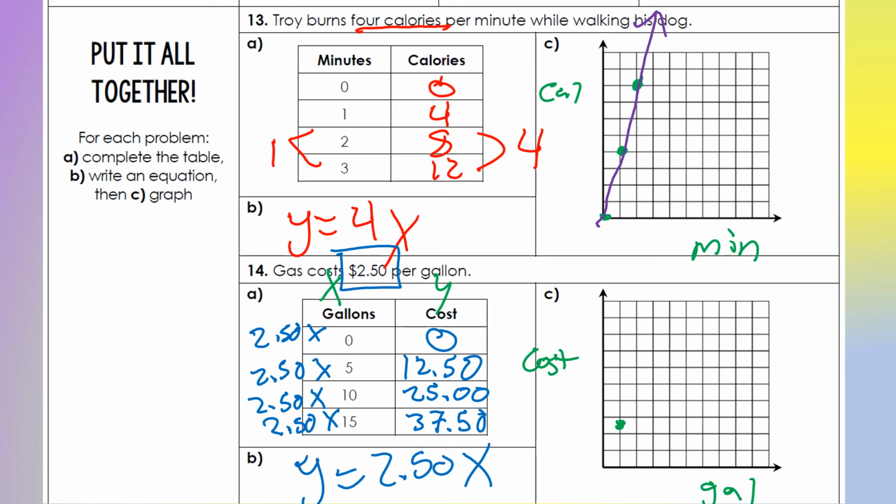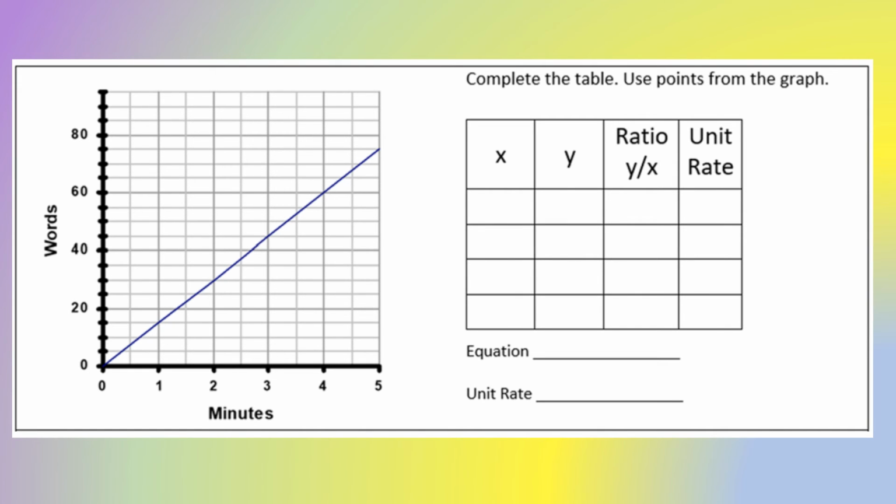At 2 gallons, it's going to cost $5. At 3 gallons, $7.50. And at 4 gallons, $10. And we didn't even get to any of the numbers on our table, but that's okay. Go ahead and connect these with a straight line, and we've got our arrow. Okay, complete the table. Use points from the graph.